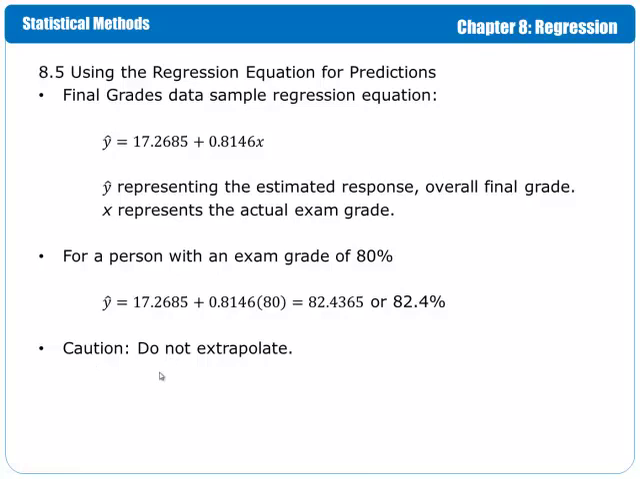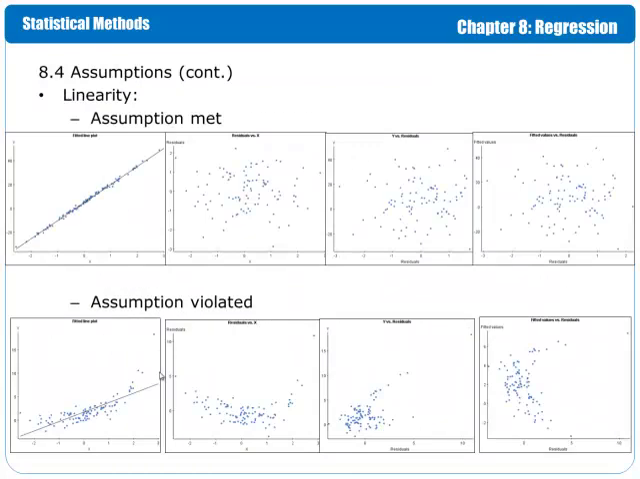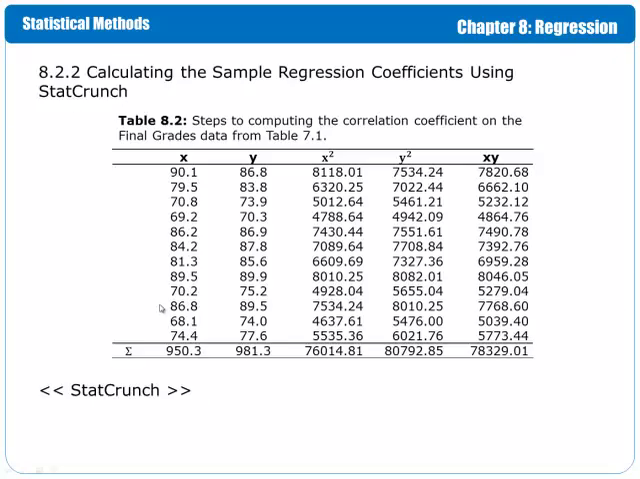There's also a caution not to extrapolate. What that means is if we go back to the data that we used to create our regression model, we have values here in the 70s, 80s, and 90s. And so we don't know what would happen if we were to get values of x that were in the 40s or 50s, say. It could be that they would follow the same linear pattern as our regression model, or it could be that they wouldn't.